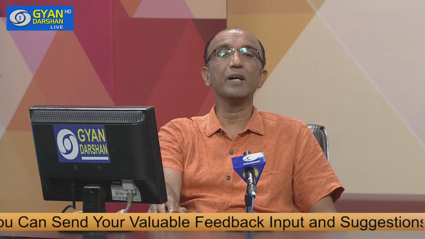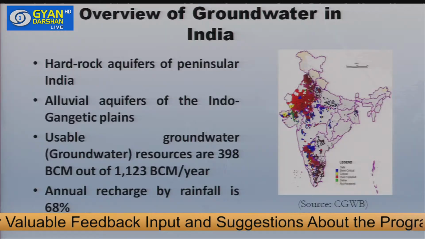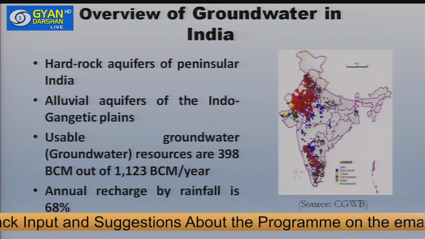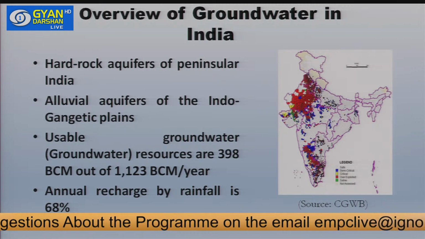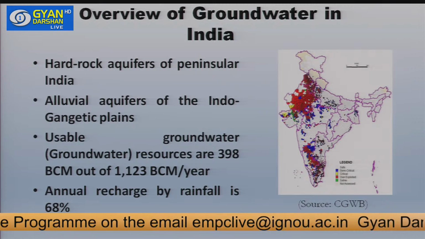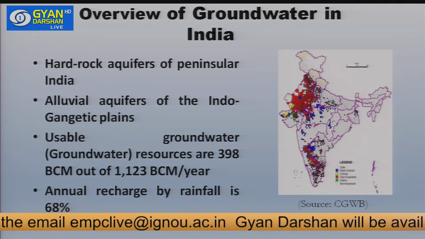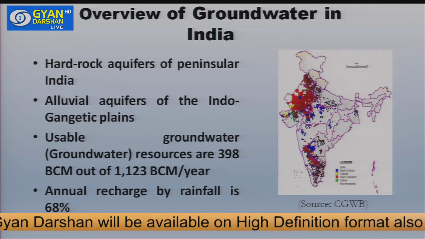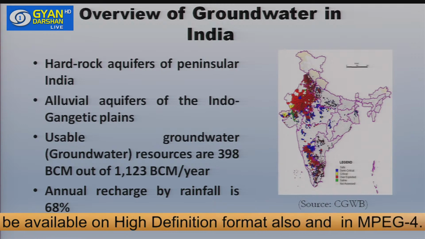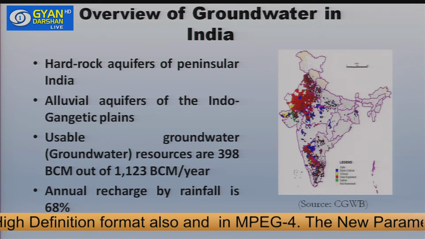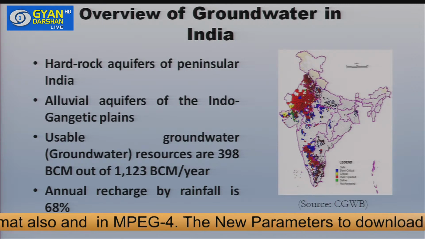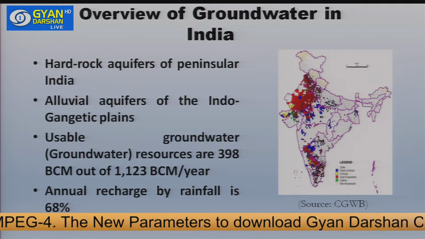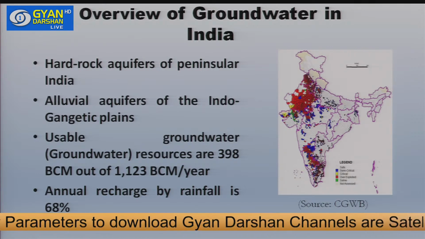And coming to the overview of groundwater in India, in geological terms, we have different formations like hard rocks and soft rocks, alluvial deposits. Hard rock aquifers are generally present in peninsular India, and this covers most part of India. Their groundwater holding capacity is also very less. We also have the alluvial aquifers in the Indo-Gangetic plains and on the other river basins, and these are the promising areas where you can get a good yield of groundwater.